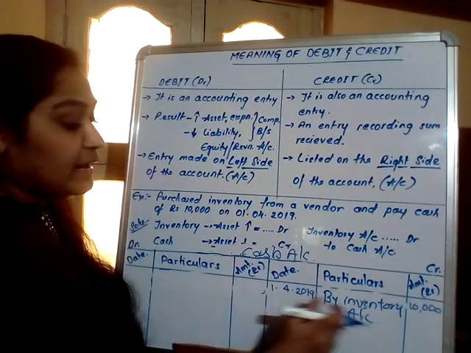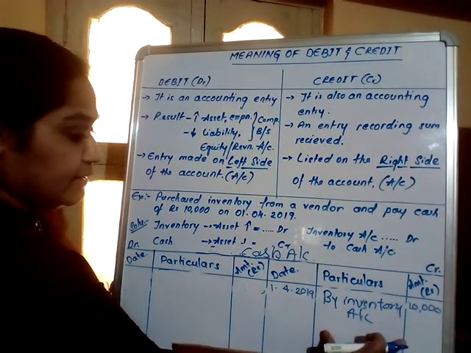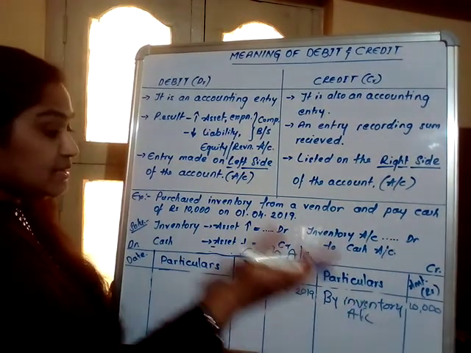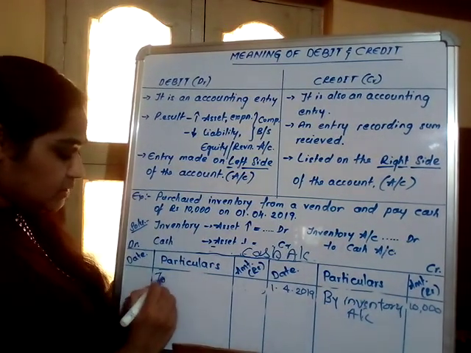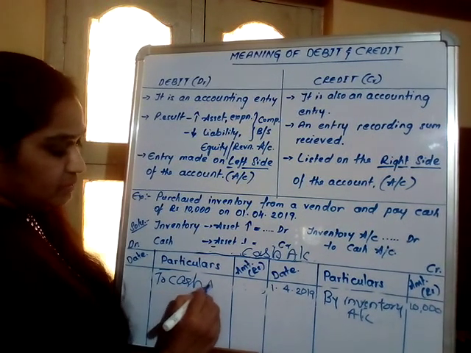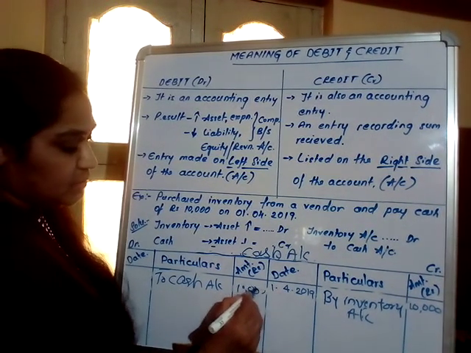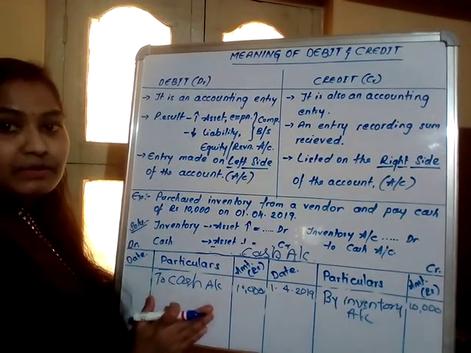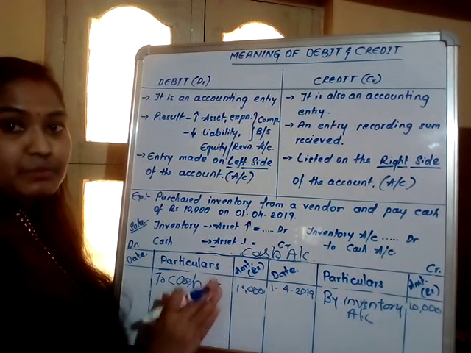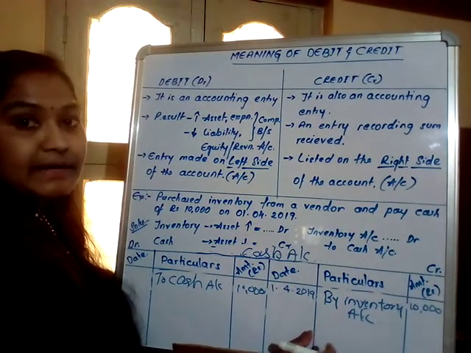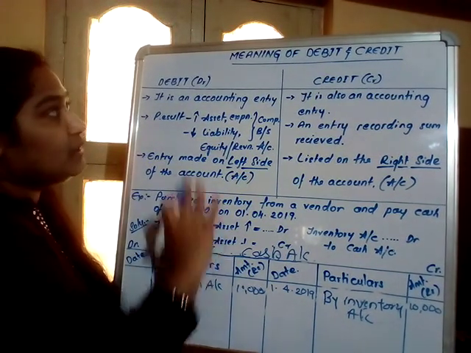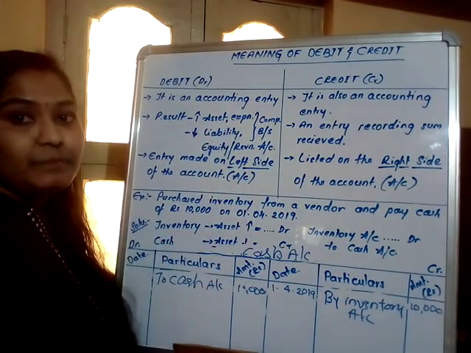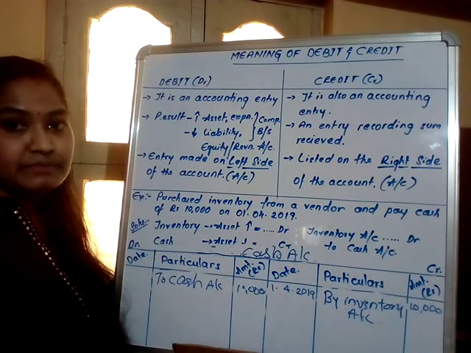In the cash account, by inventory account, because it is a credited item, we write it on the right side of the account. In case of the inventory account, we write here to cash account of rupees 10,000. It is the debited item. We write it on the left side of the accounting format. This is how we post the debit item and the credit item. This is all about the concept, or the meaning, of debit and credit. Hope you understand the concept.